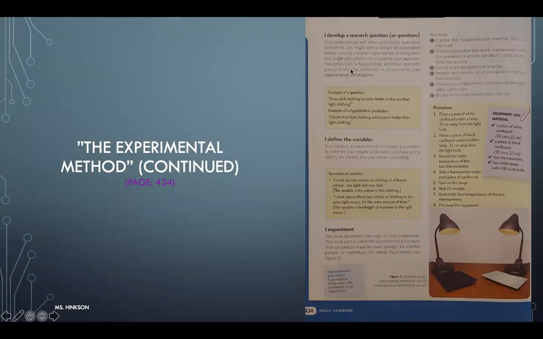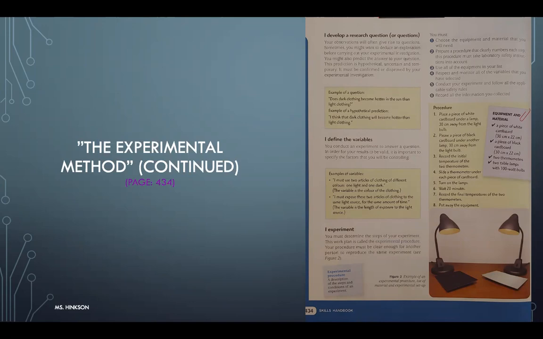Again, remember, we are reading the steps of the experimental method. There are 5 steps. I observe, right? So making observations was step number 1. Step 2, I develop a research question or questions. Your observations will often give rise to questions. Sometimes you might want to deduce an explanation before carrying out your experimental investigation. So deduce just means basically to come up with, right? To reason through and come up with something.